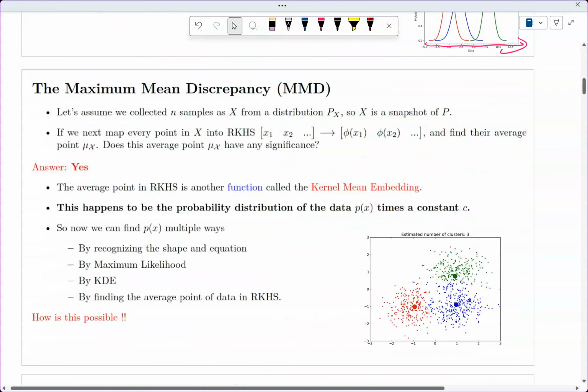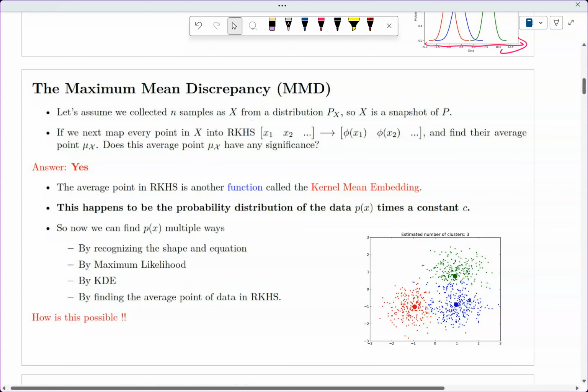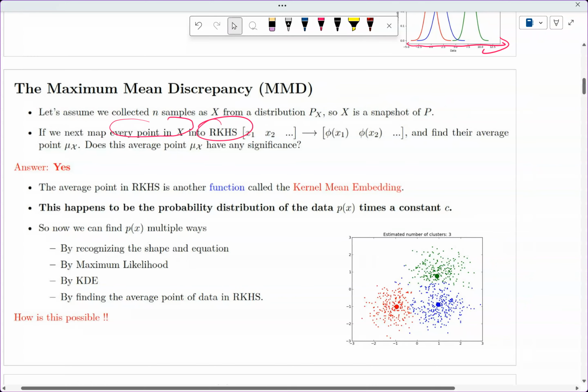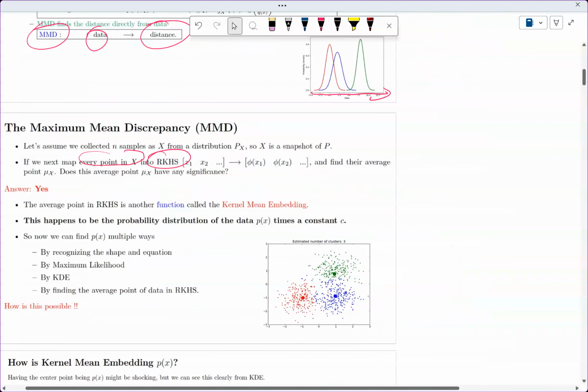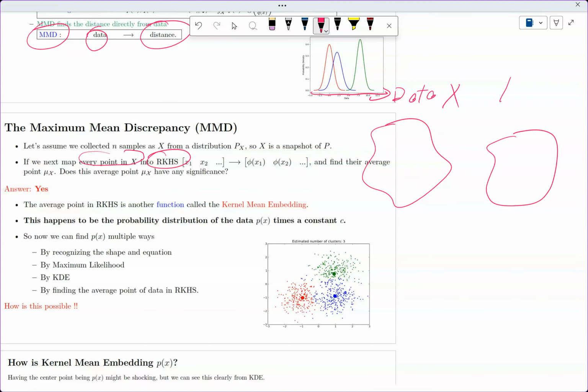So, the maximum mean discrepancy. Let's assume we collect n samples, and we're going to call that distribution P of X, so we know that X is a snapshot of P. Next, the way it works is that we map every single point into RKHS. From our previous lectures, you know how we have a space. This is the data space, and here is the function space, the RKHS. Every single point can be mapped here via the feature map. So this is x_i, this is phi of x_i, and this point here is the equivalent point.